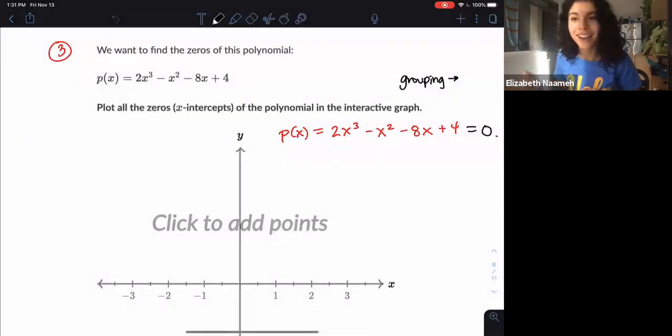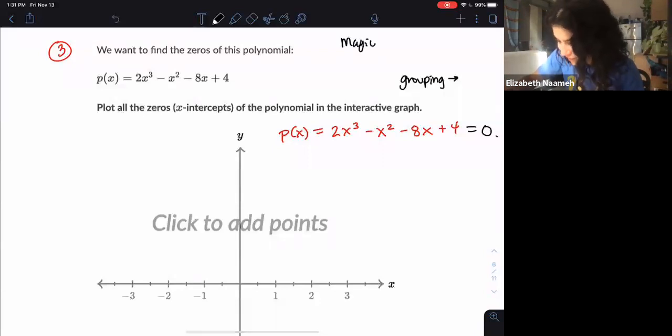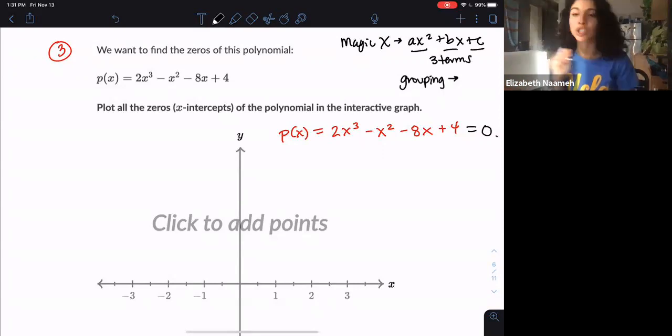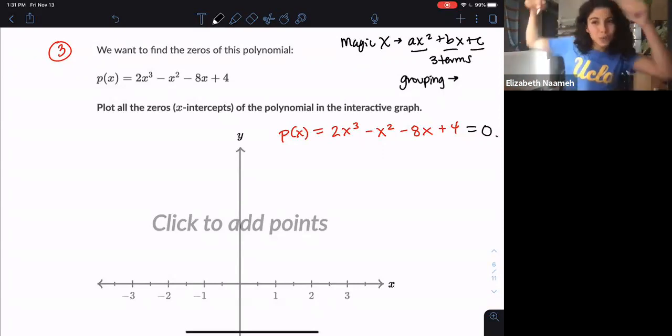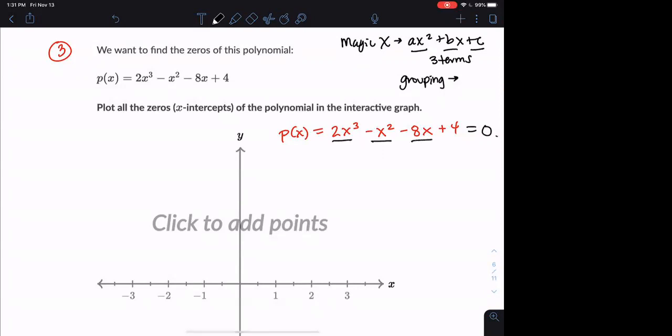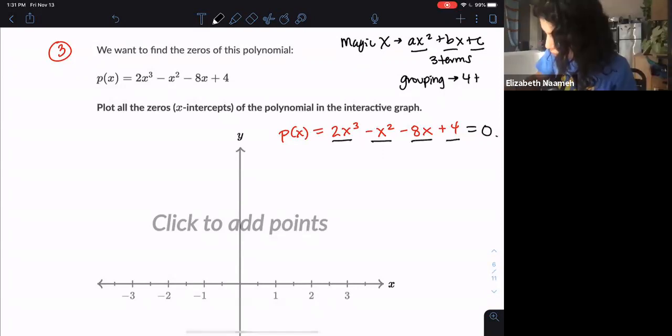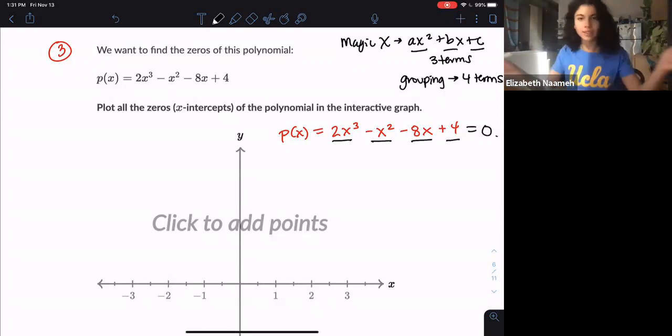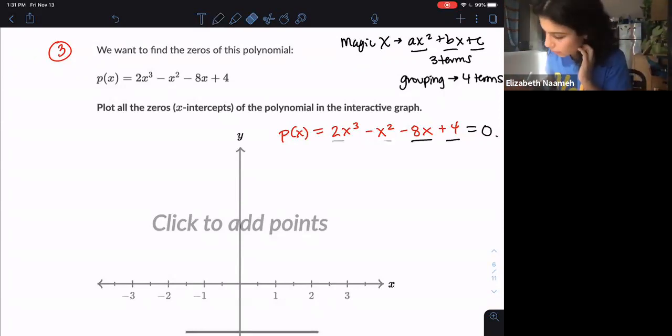Okay, here's why. Write this down in your notes somewhere because you don't want to forget it. Magic X only works for ax squared plus bx plus c. 1, 2, 3 terms. It only works for trinomials. How many terms do we have? 4 terms. And if you have 4 terms, you will use grouping. So that's how we figure out which one to use. So let's group.